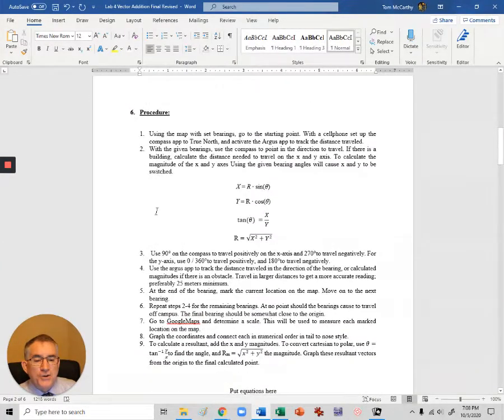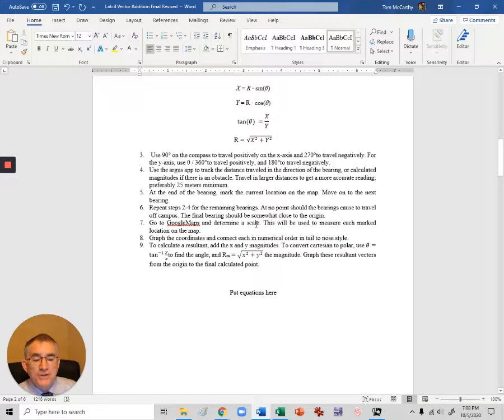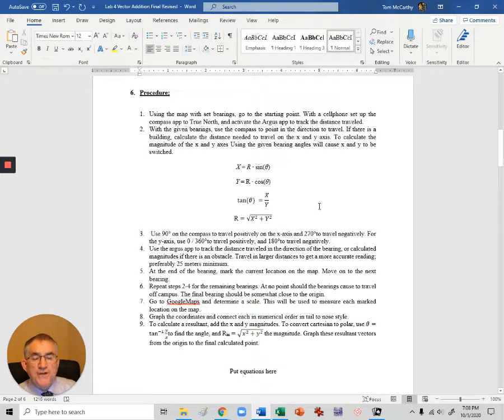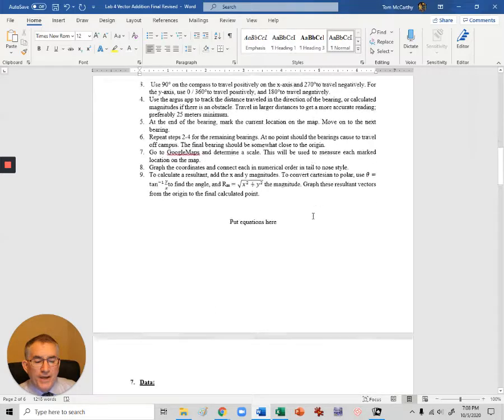And next in your procedures, don't forget to give the equations that you need to use to determine your coordinates. Actually, to work around a building, you may want to discuss that in your procedures. You definitely need to talk about your pace and how you determine that. All right, but usually with the trig, they put them all together like you see here on the page.